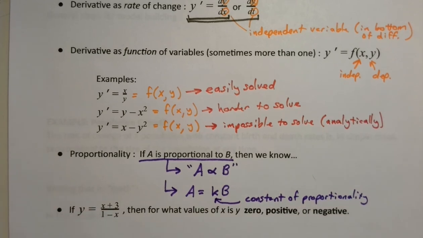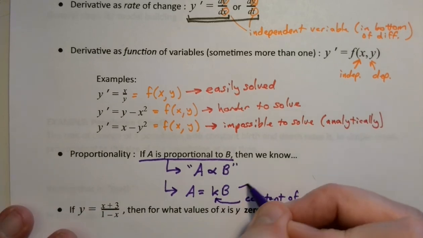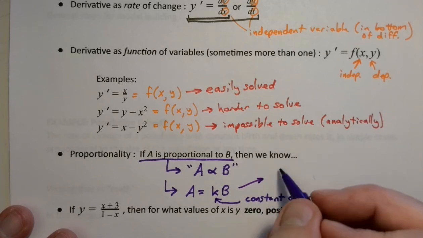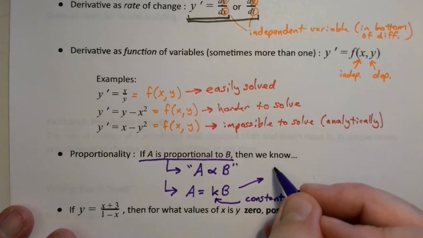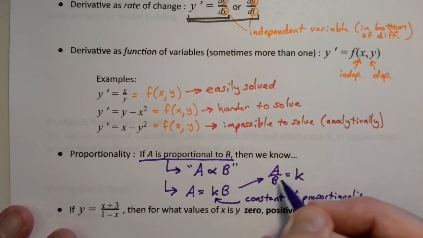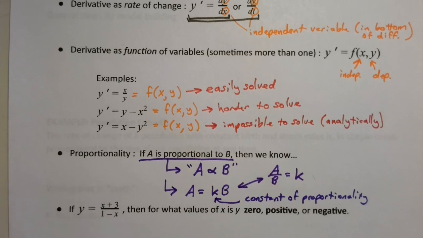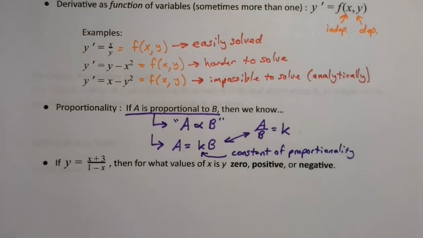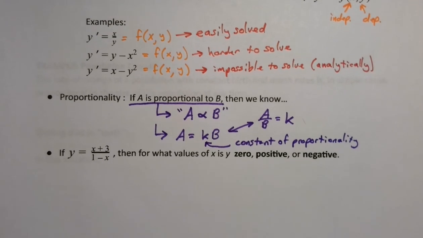Another way some people might write the proportionality equation is to say that if you take A and you divide it by B, you always get the same number. But you can see those are really the same equation. Those mean the same thing. Proportionality is a statement of relationship between two quantities. So your grade is proportional to the amount of time you study, right? That makes sense.